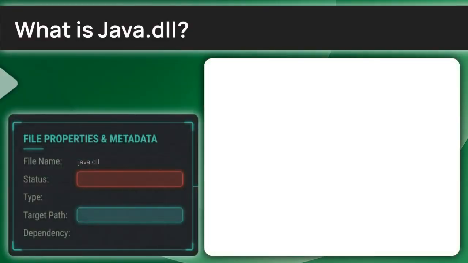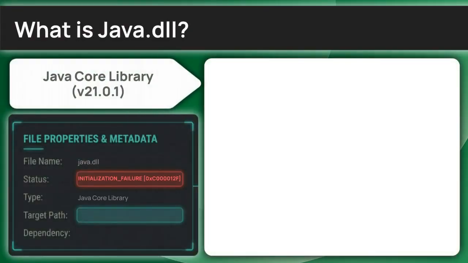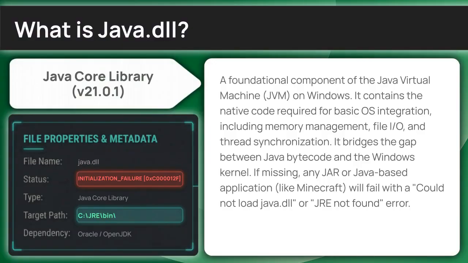This is the Java library, a foundational component of the Java Virtual Machine, JVM, on Windows. It contains the native code required for basic OS integration, including memory management, file input-output, and thread synchronization. It bridges the gap between Java bytecode and the Windows kernel.